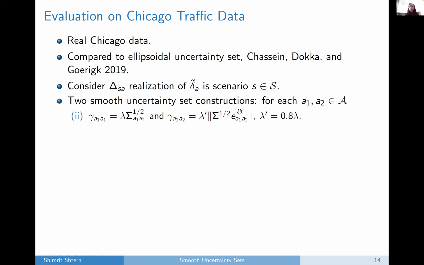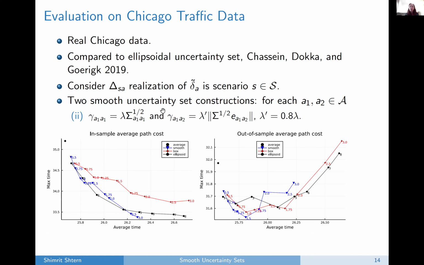So in this case, we have gamma, which is a multiplier of this norm that we introduced before. And we said just lambda tag equals 0.8 lambda. So we have the size of the box, which is determined by lambda, and lambda tag, which is always 0.8 lambda. And here we also build the box according to this. So in sample, the box using this construction is worse than using the previous construction, but actually the out of sample is much better for the box and also for the smooth uncertainty set, and still we get a better result using the smooth uncertainty set.